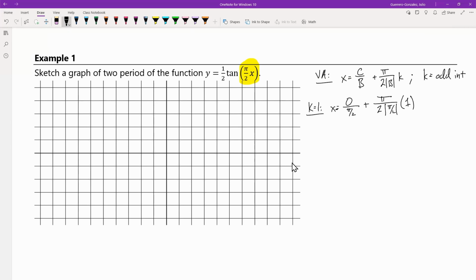If you simplify this out, 0 divided by whatever is going to be 0. Plus, right here, I'm going to do the cancellation: the 2 times a half goes away, so I get left with pi divided by pi times 1. This is equal to 1. We have our first asymptote.